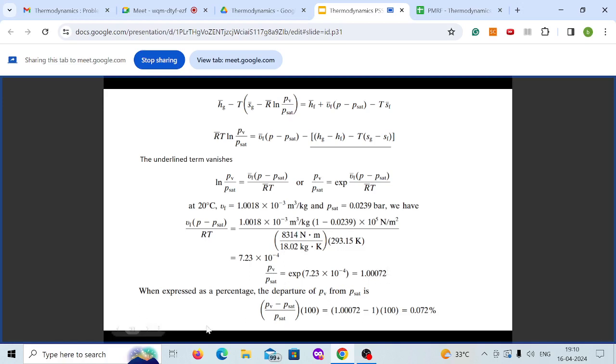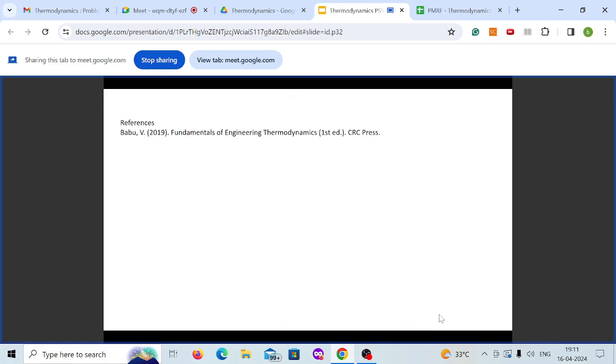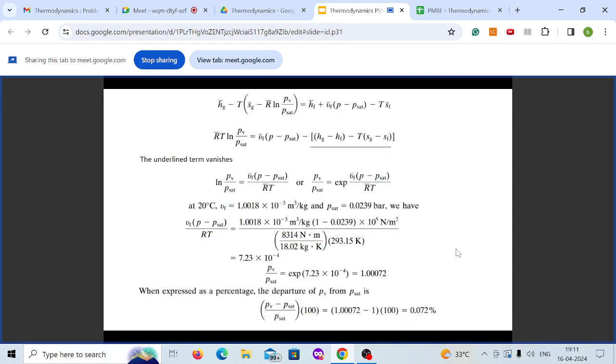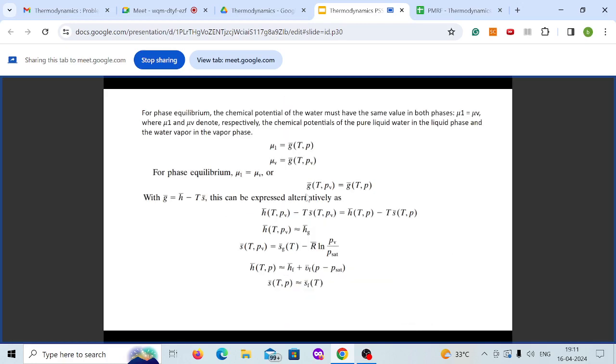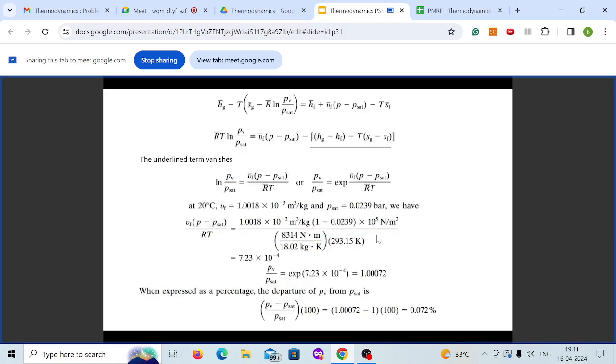So your vapor pressure now is 1.00072 times Psat. If you find it in terms of percentage, which is PV minus Psat by Psat, so PV by Psat minus 1 into 100 is what you have to do. So we will get that the change in percentage, or the departure from the saturation pressure, is 0.072%. So I think I finished with the problems which I have prepared. If you have any doubts, you can ask.